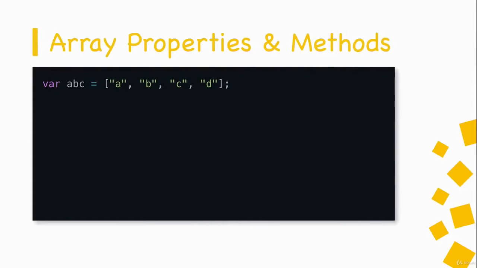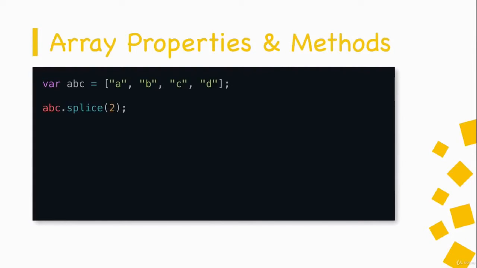Now for our next example, let's have a variable abc with an array ['A', 'B', 'C', 'D']. So we have an array with 4 elements, 4 strings, A, B, C, and D respectively, and we're assigning it to the variable named abc.